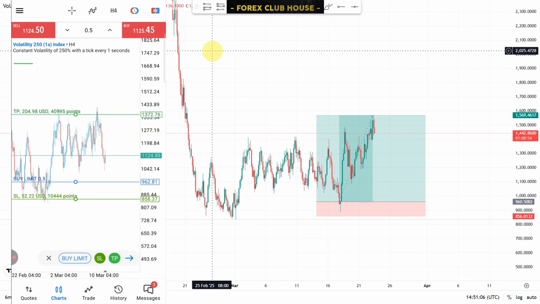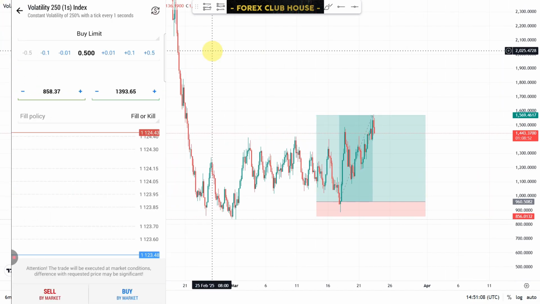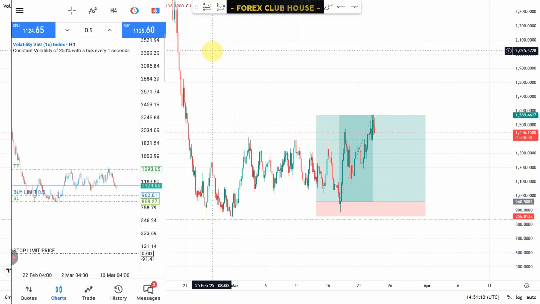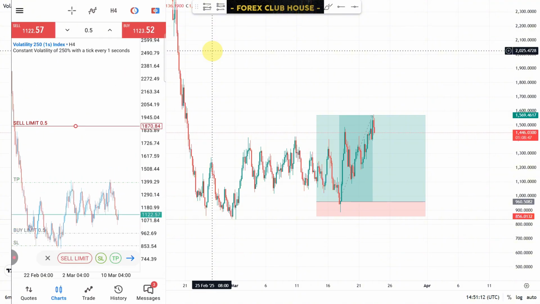This week I executed a very beautiful trade on volatility 251S index using one of my favorite entry techniques, and that is buy limit orders. And of course, the market reacted exactly as we expected.